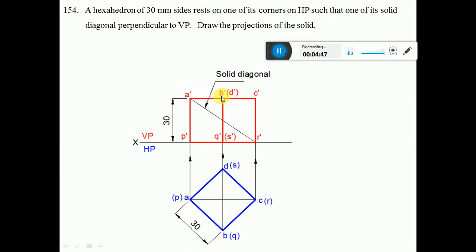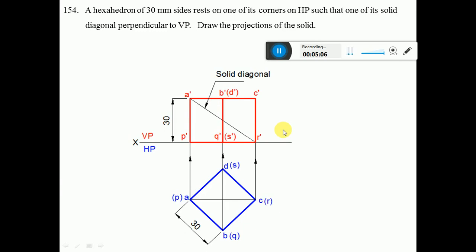Once you get this, now here D, project this till here, then you dark them, name them A dash, B dash, C dash is visible and D dash is away from the observer, it is invisible. A dash to P dash is visible, so you dark them. B dash to Q dash is visible, so you dark them, and C dash to R dash is visible, so you dark them.